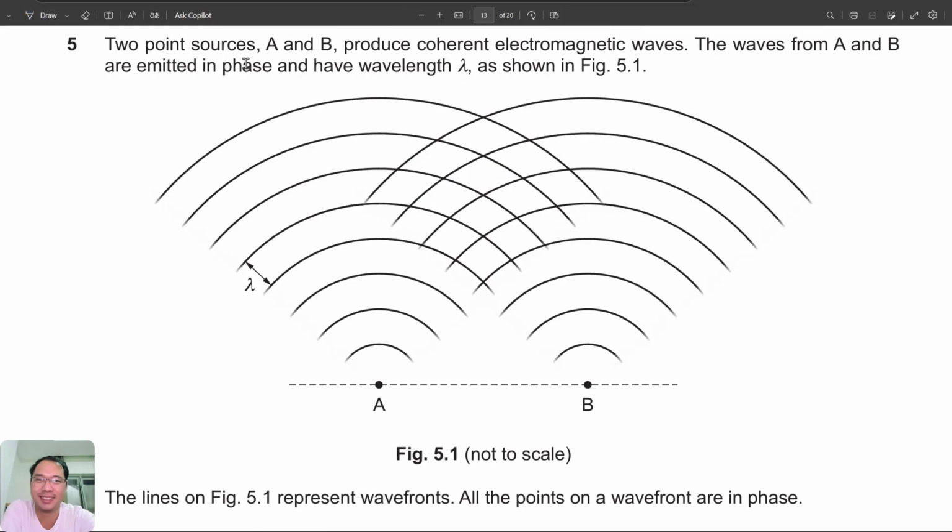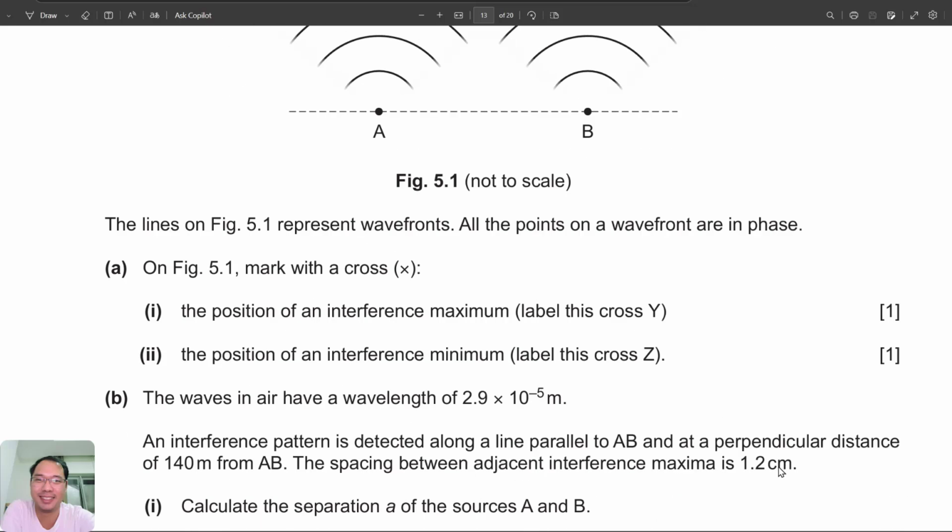Let's move on to another problem, which is from the winter, October and November last year, 2023, paper 2-3, question number 5. Two point sources A and B produce coherent electromagnetic waves. The waves from A and B are emitted in phase, and have the wavelength lambda shown in figure 5.1. The lines on the figure represent wavefronts. All the points on wavefronts are in phase.